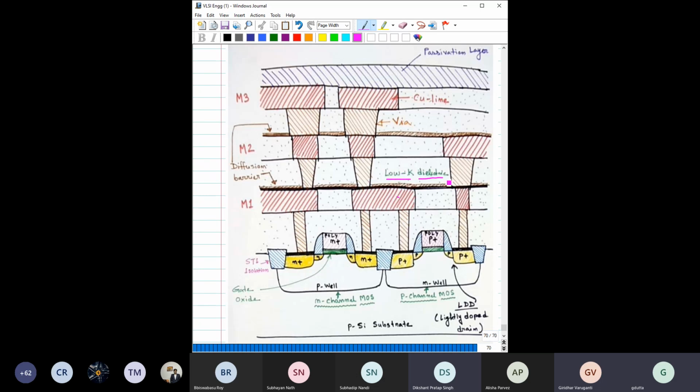Okay. So for example, air has a dielectric constant of 1. If you can get some material whose dielectric constant is close to that, that would be pretty good, right?